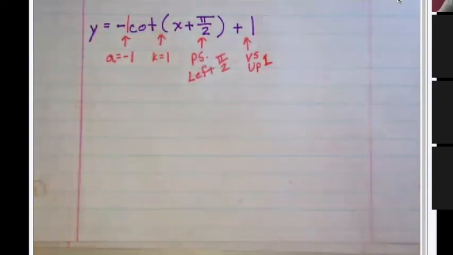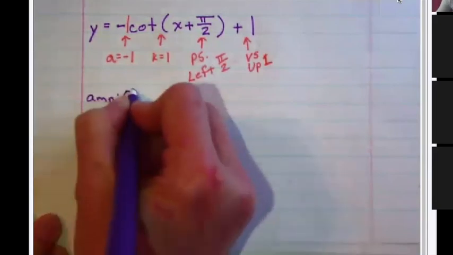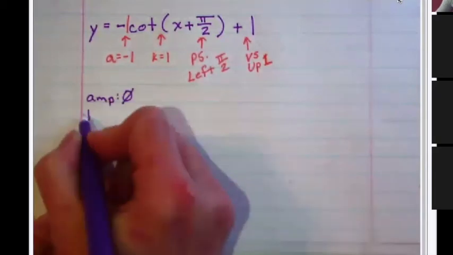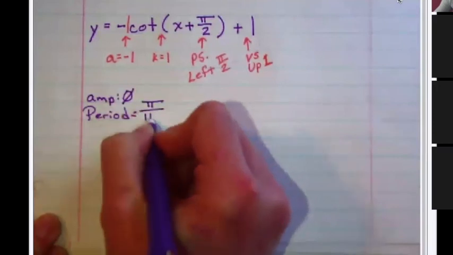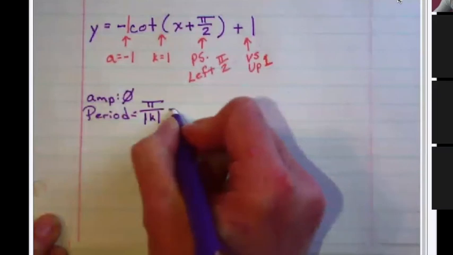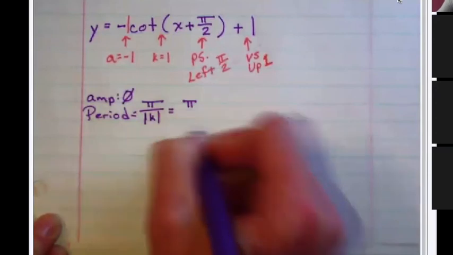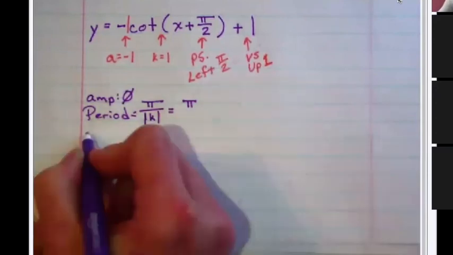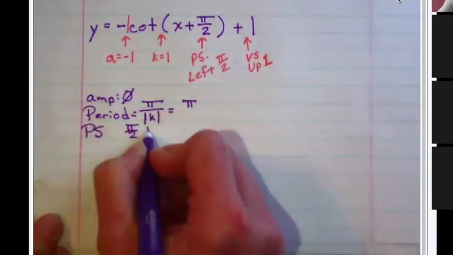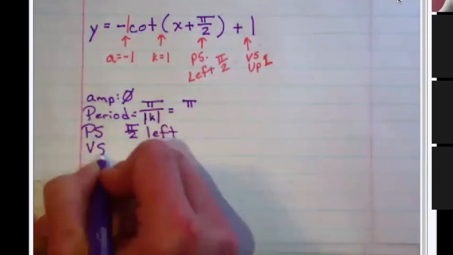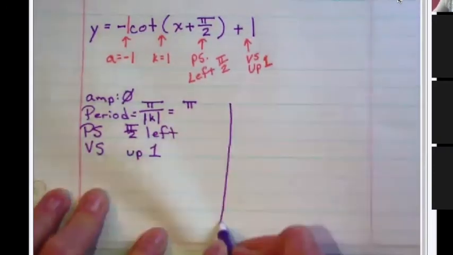So let's label this out. Remember, we're labeling all of this. My amplitude is undefined. The period is pi over the absolute value of k. So it's going to stay pi because k is 1. So I could do pi over 1 or just pi. I've got a phase shift, pi over 2 to the left, and a vertical shift up 1. So let's sketch this and see what we end up with.